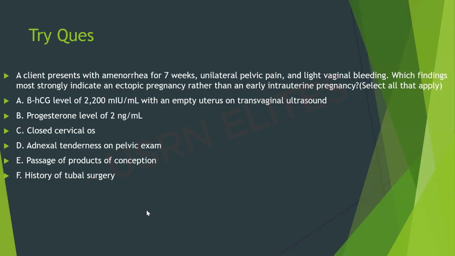A, beta HCG levels of 2,200 with an empty uterus on transvaginal ultrasound. B, progesterone levels of 2. C, closed cervical os. D, adnexal tenderness on pelvic exam. E, passage of products of conception. F, history of tubal surgery. Yes, let's select and move on.